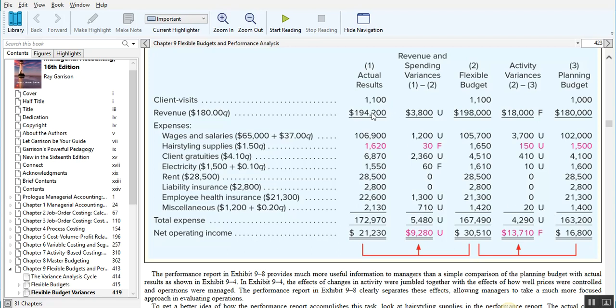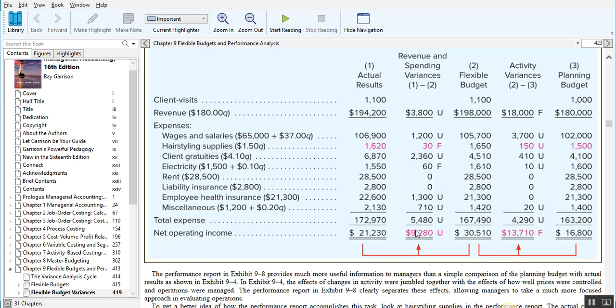So for example, we combine all of those exercises I just showed you into this one worksheet. We start with a planning budget. We adjust it based on volume to the flexible budget. And you notice if we take the planning budget based on activity and change it, we calculate a new net operating income of $30,510.